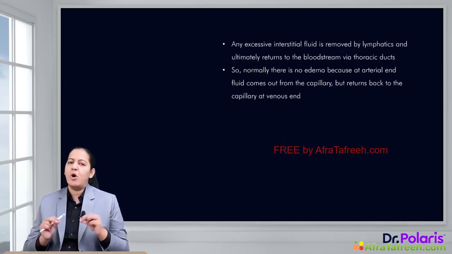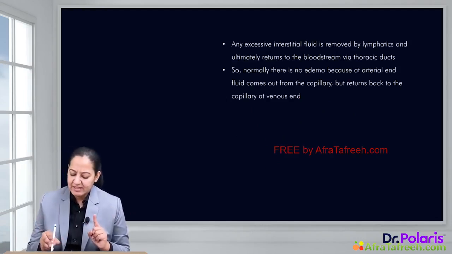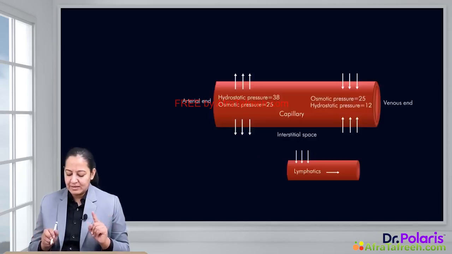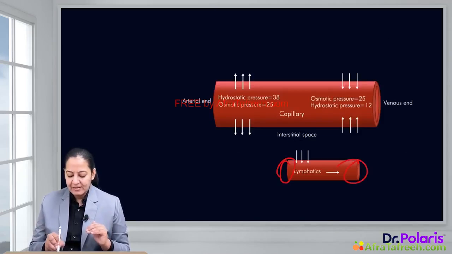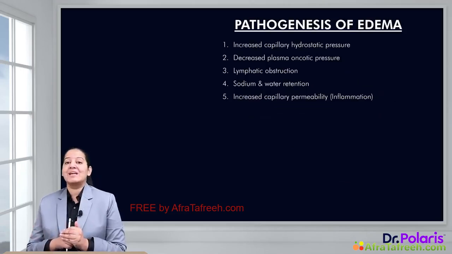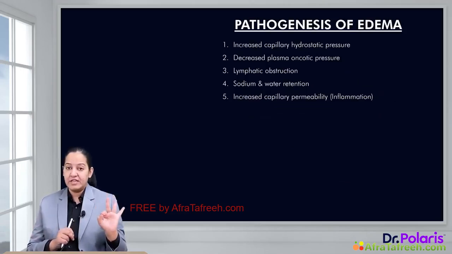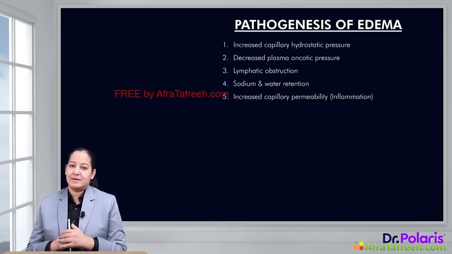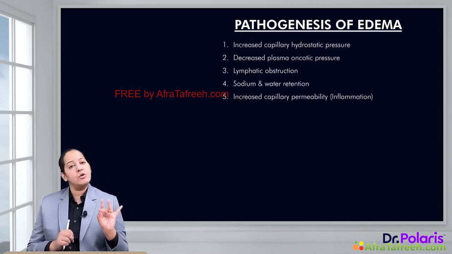And even if small minor changes take place, lymphatics are there. So lymphatics will ultimately return it to the bloodstream. You can see in this diagram, these are the lymphatics. So whatever additional fluid is there in this space, that is taken by the lymphatics. So that is the thing. Till now, you understand what is edema. The definition of edema: it is abnormal and excessive accumulation of fluid in the interstitial space. That is edema.